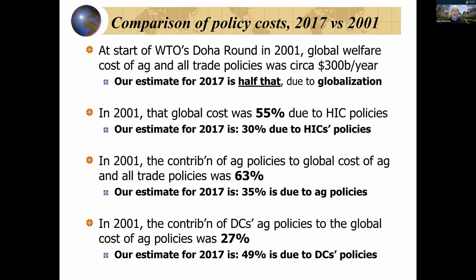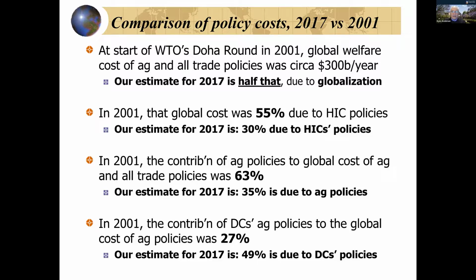Okay, so that's the summary of these numbers. The first point was that the cost currently of these programs is about half what it was back in the early part of this century. The contribution of high-income countries' policies to that global cost has dropped from 55% to 30%. That is, developing countries have gone from 45% to 70%.